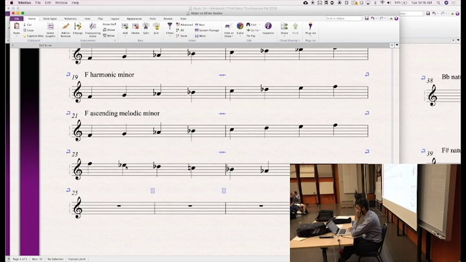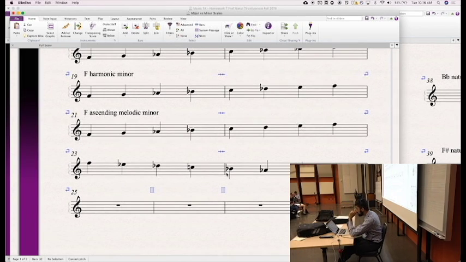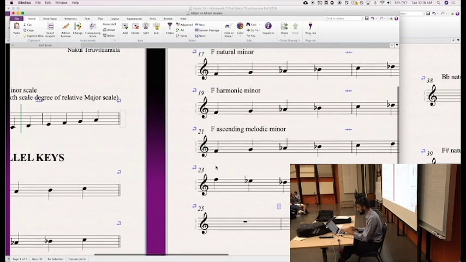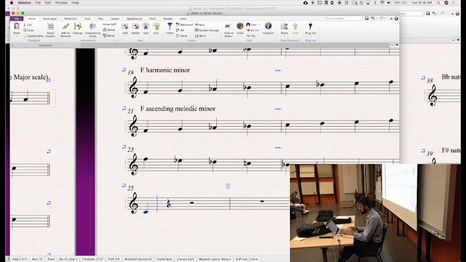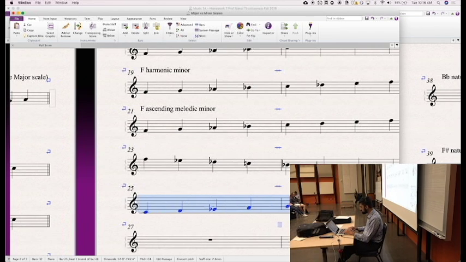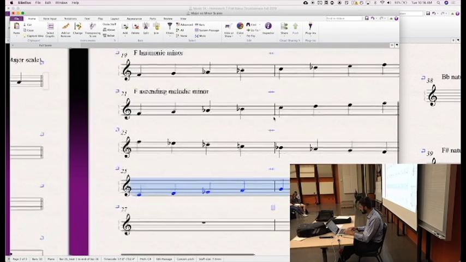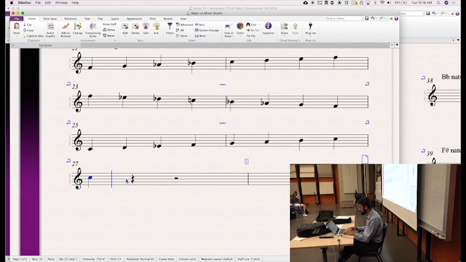You'll notice that when it's descending, the 3, 6, and 7 are all flatted. It's the same as F natural minor descending. It's a little harder to see on F because you probably don't know F minor as well. So let me actually do the same thing on C minor, okay? So this is ascending C natural minor. Sorry, ascending C melodic minor.